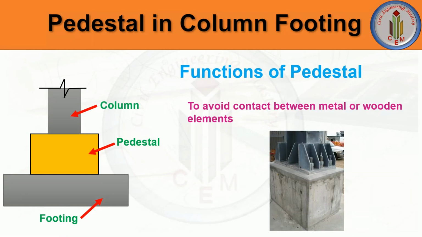Next one is to avoid contact between metal or wooden elements and the soil. These metal or wooden elements, or steel plates and steel columns like this, will be easily affected by the moisture conditions of the soil, so corrosion or weathering may occur. In order to avoid that, we need to provide this pedestal just above the footing, on which these metal or wooden elements are resting just above the ground surface. So these pedestals are provided to avoid the corrosion or weathering action of steel or wooden elements. And if we provide pedestal, that increases the durability of the column.